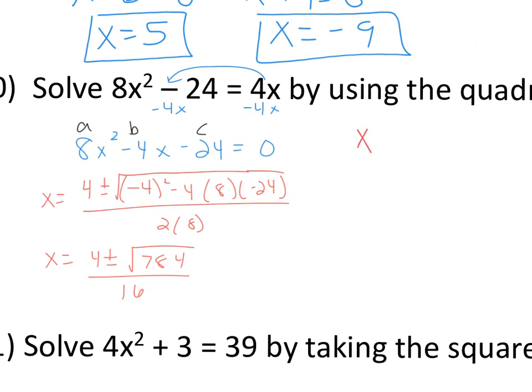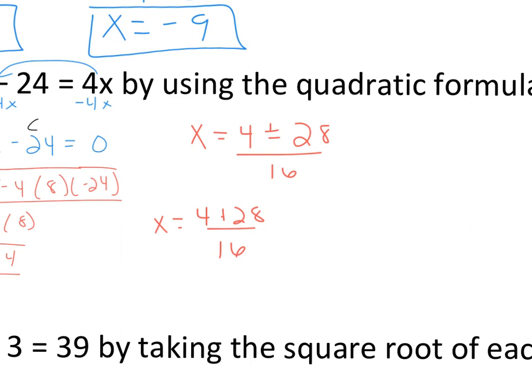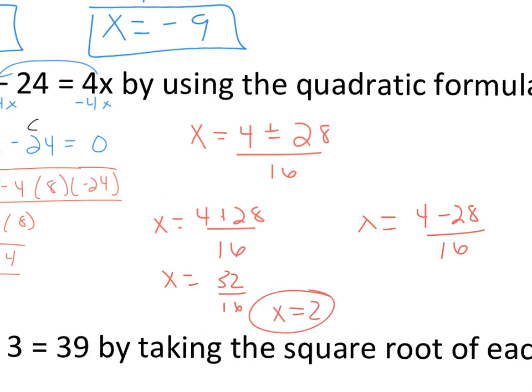So I have x equals 4 plus or minus 28 divided by 16. All right, so x equals 4 plus 28, divide that by 16, and x equals 4 minus 28, and divide that by 16. So on this one, I end up with 32 divided by 16, or I get x equals 2. On this one, I subtract and get negative 24 divided by 16.